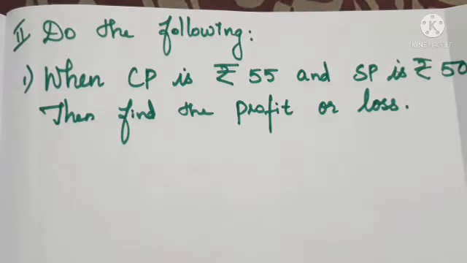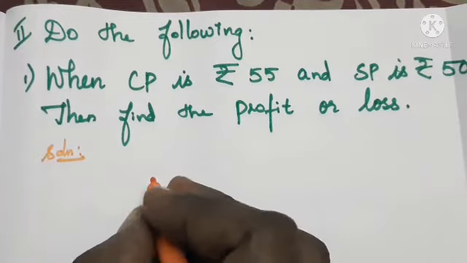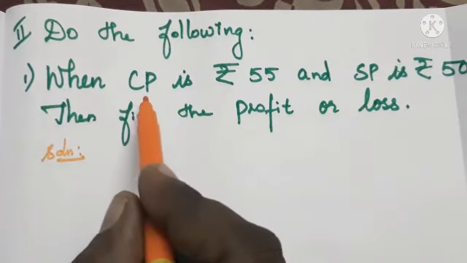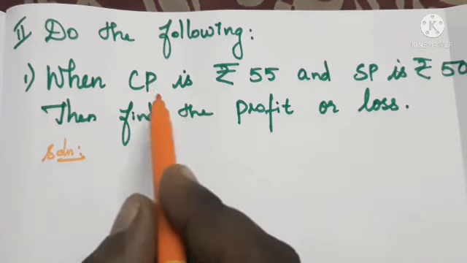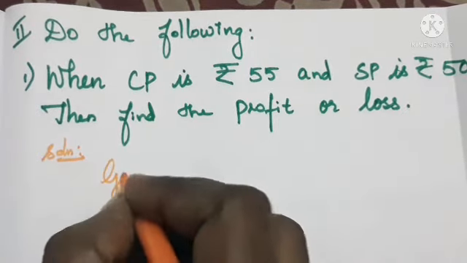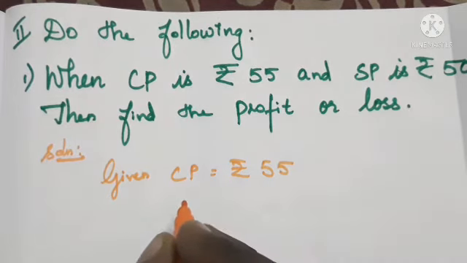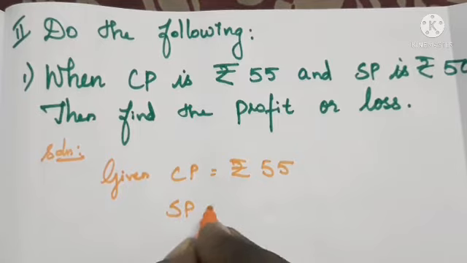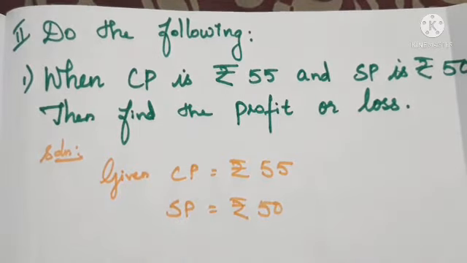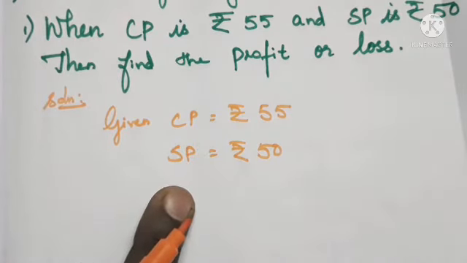So we can start. We have to write the solution and the given things. What is given in this question? CP and SP are given. Given: CP, cost price, is rupees 55. SP, selling price, is rupees 50. So by using these two we can find out whether it is a profit or loss.